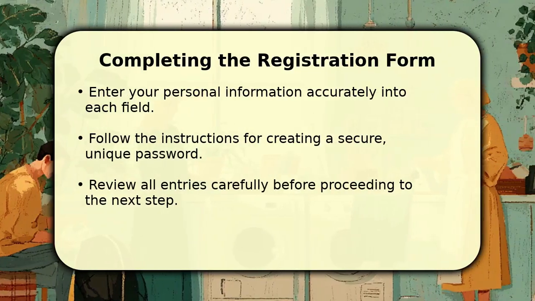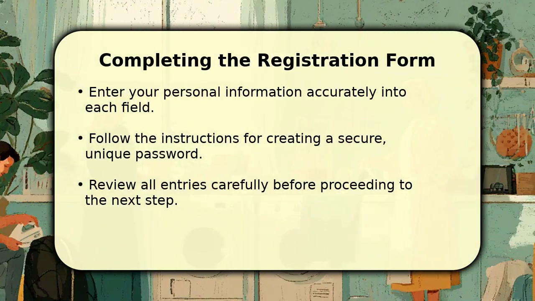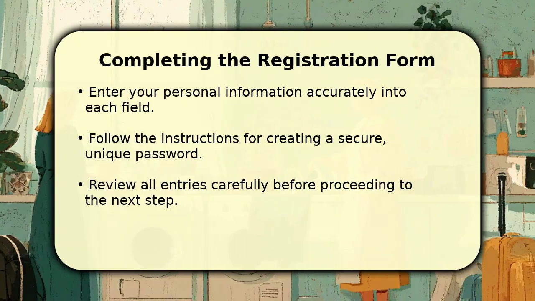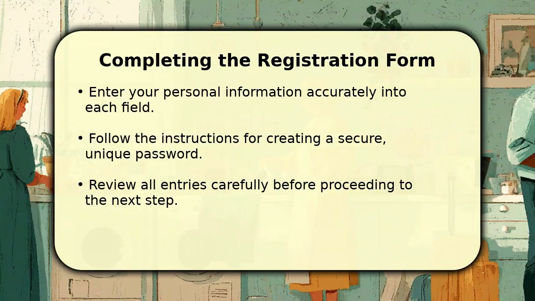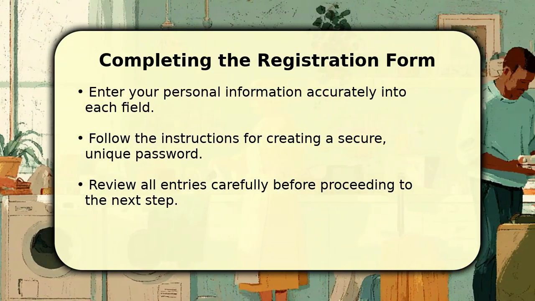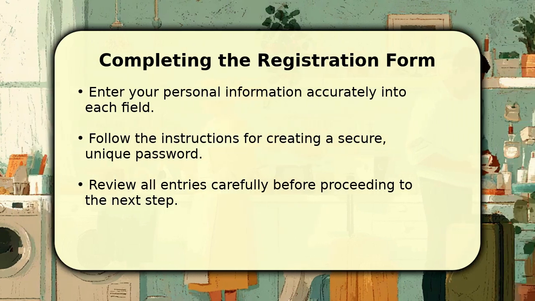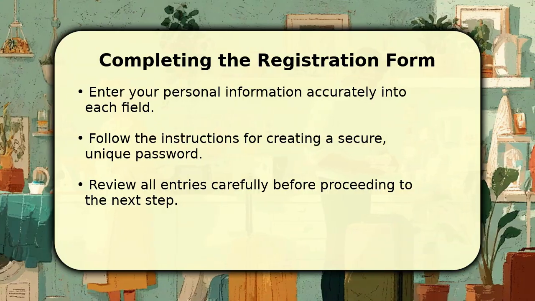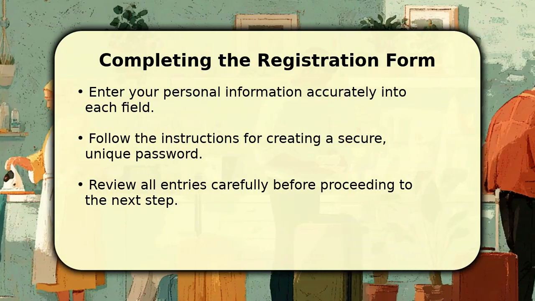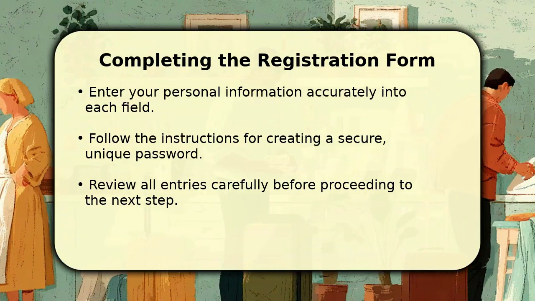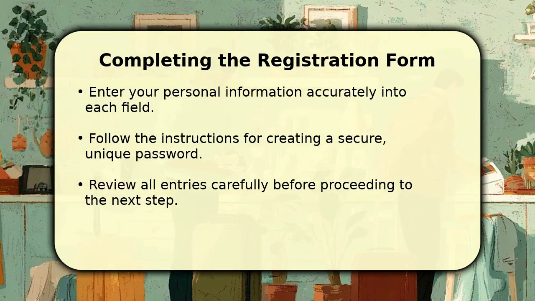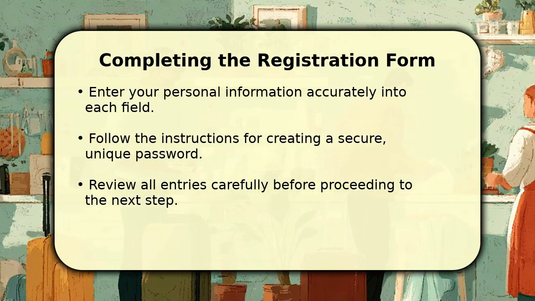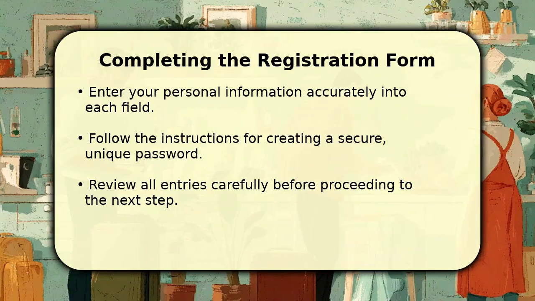Now, you will complete the registration form by accurately entering your personal details. Pay close attention to fields like your email and date of birth to avoid any errors. Create a robust password that combines uppercase and lowercase letters, numbers, and at least one special character, ensuring it is at least 12 characters long for maximum security. Finally, accept the terms and conditions to advance.